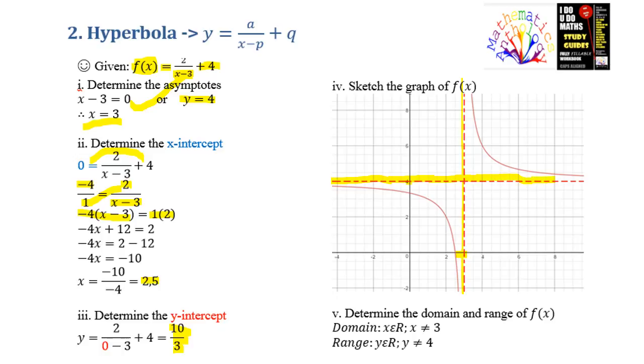Okay, next to draw the graph, you need to plot your x-intercept. My x-intercept was 2,5. So on my x-axis, I look for 2,5. There's my point here. That's my x-intercept. My y-intercept was 10 over 3. So 10 over 3 is 3,6,7, which is here.